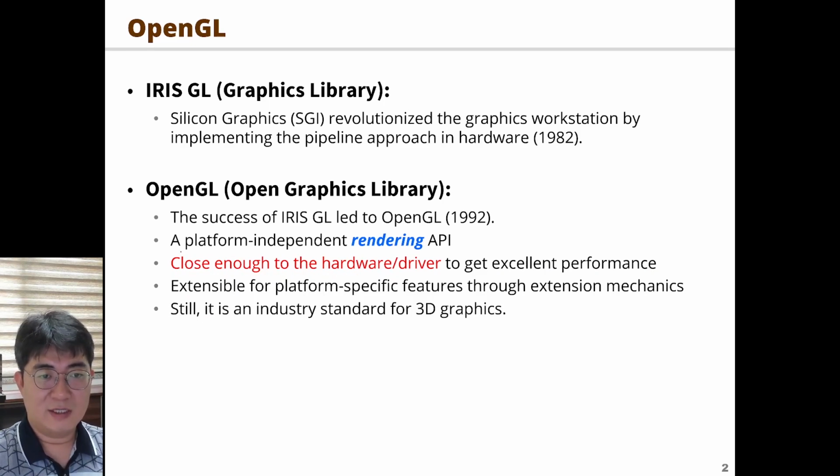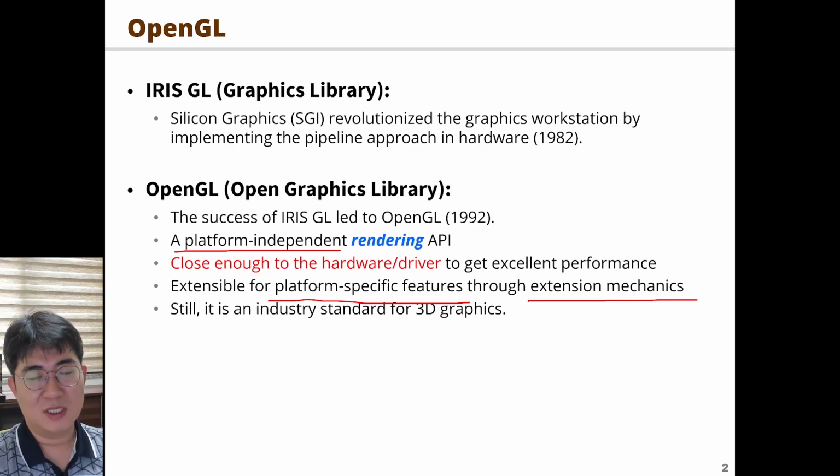I said it is platform independent, but we often need platform specific or platform dependent features. That's how we extend it, so there's an extension mechanism. Basically there's a core or standard set of features, decided by the ARB, the Architecture Review Board, which is almost the standard. Other than such a standard, we can still provide some extensions.